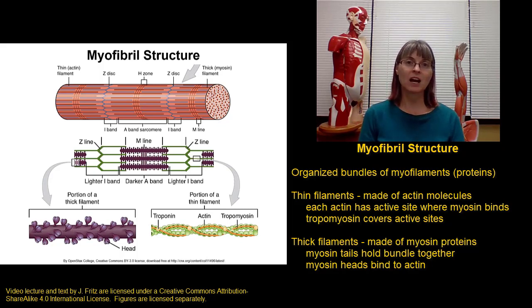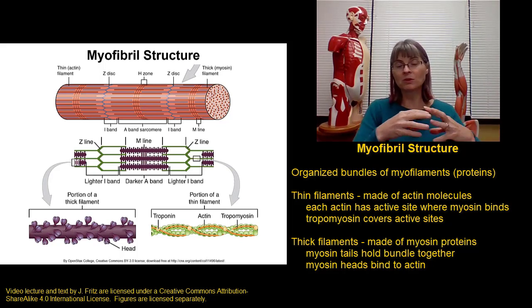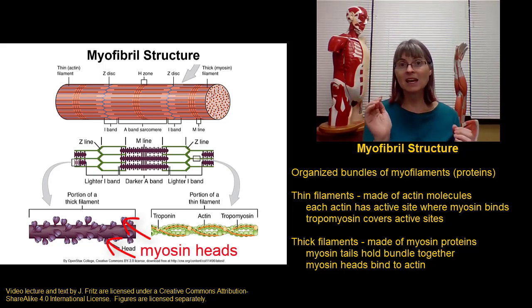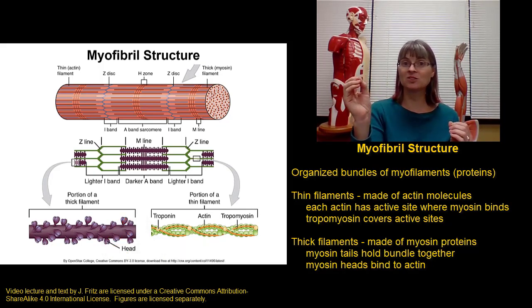These thick filaments are made of myosin proteins. Each myosin protein has a tail that helps bundle it together with other myosin proteins in order to make this thick filament, and it has a head. And so once we bundle all these myosin proteins together into a thick filament, the heads sort of stick out. These myosin heads are important because it's the head of the myosin molecules that can bind to the actin, which is an important step for muscle contraction to be able to occur.